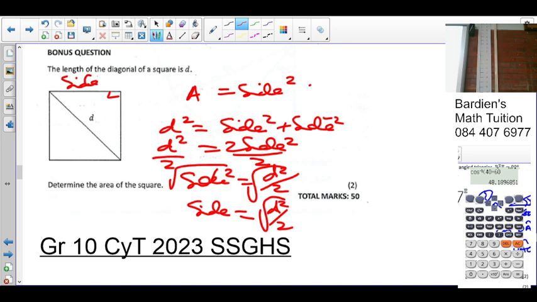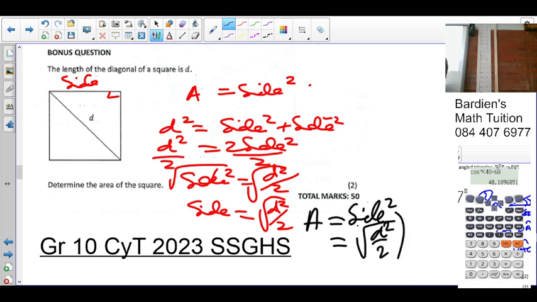You could have simplified it as d over the root of 2. But the question was for the area, so it's going to be side times side, which is equal to the square root of d squared over 2, all squared. Which gives you an answer, d squared over 2. Is that correct?